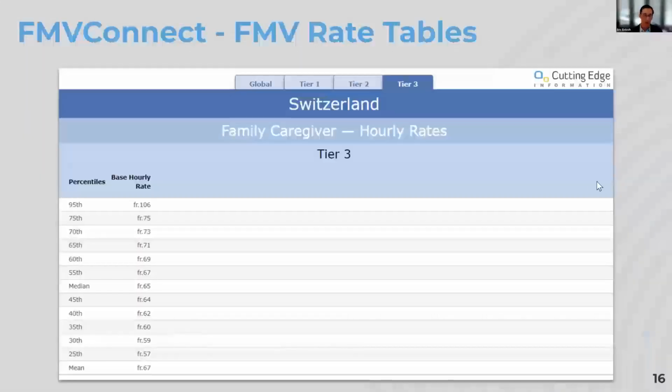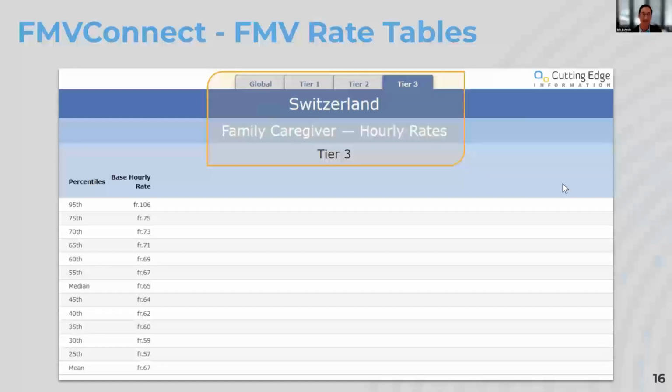Here's what we end up with. At the top of this slide, you see details about the particular type of role that we're highlighting rates for. In this case, we're looking at a family caregiver in Switzerland. This is a set of tier 3 rates. So tier 3 is at the bottom of our tier structure. This might roughly equate to individuals who are operating at the local level.